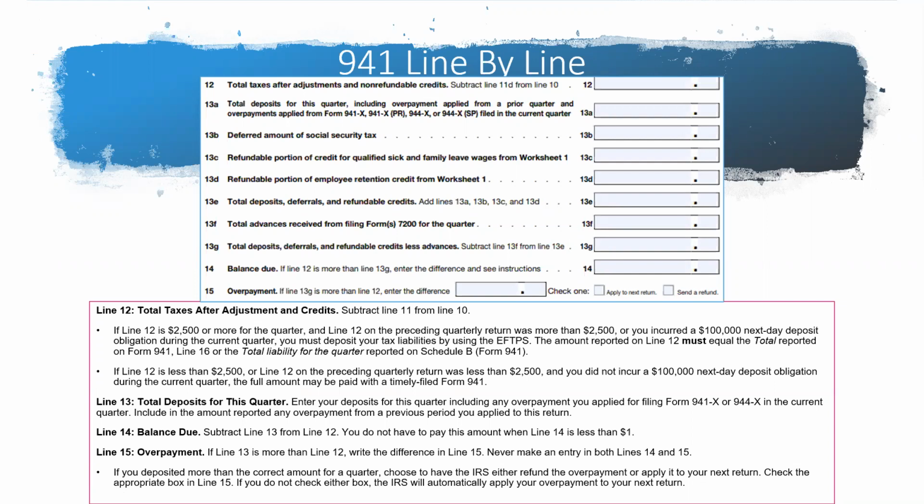Line 13E is where you're going to add up all of your stuff. So you're going to add your deposits, your deferrals, and your refundable credits, and you're going to put that on line 13E.